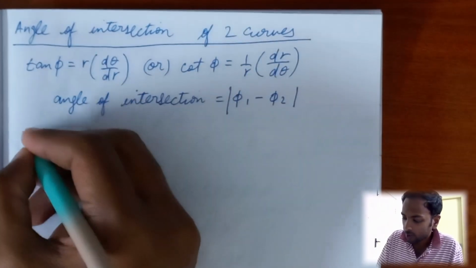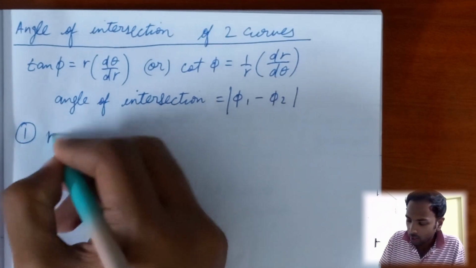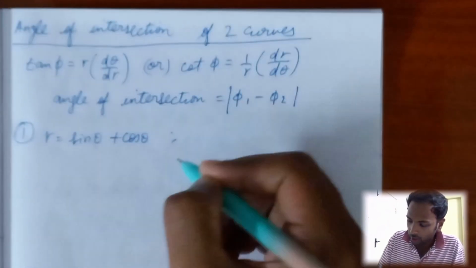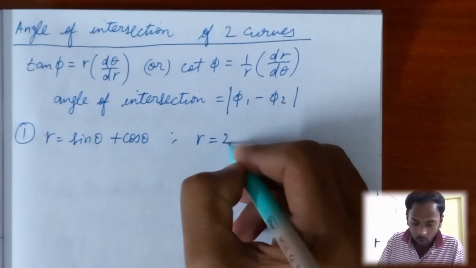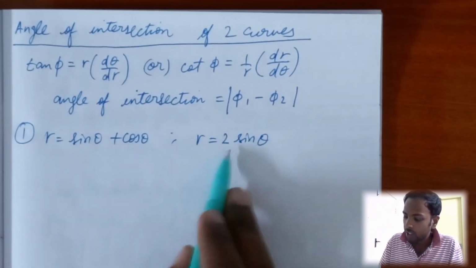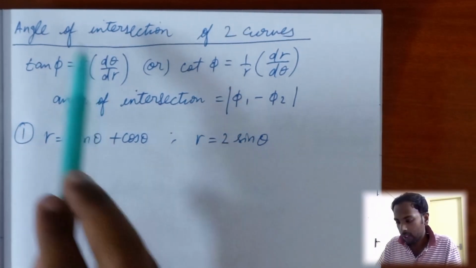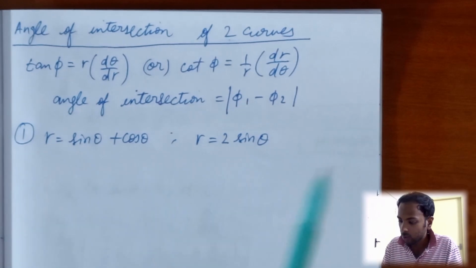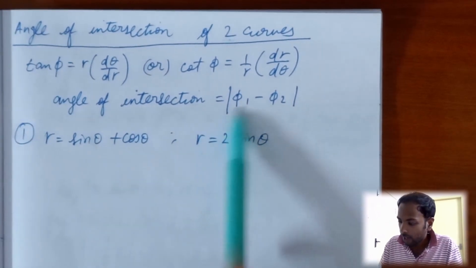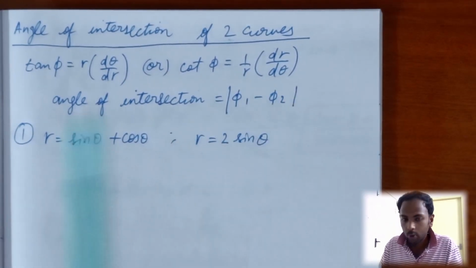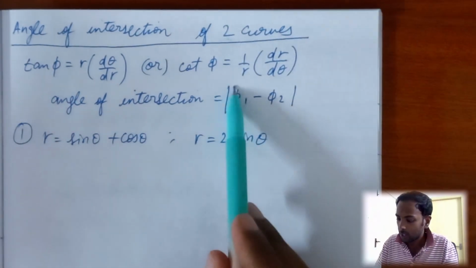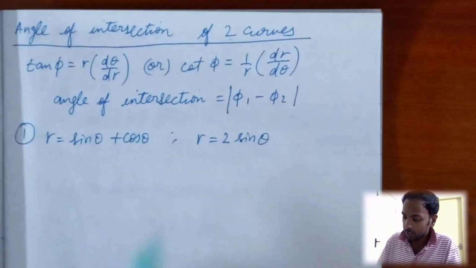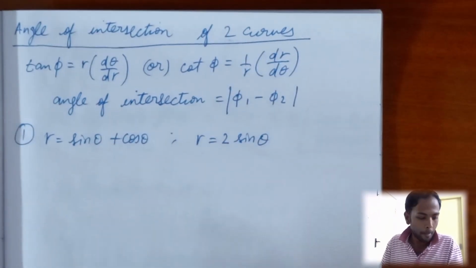Now let's solve the first question. The first question is r is equal to sine theta plus cos theta, and r is equal to 2 sine theta. These are the two equations of curves given to you. Always when you're finding the angle between two curves, obviously two curves will be given to you. From here, find phi 1. Using this equation, find phi 2. Once you get phi 1 and phi 2, just take the subtraction and take the mod of it, and that will be the angle of intersection. Okay. So let's see. Parallelly, let's solve these two.